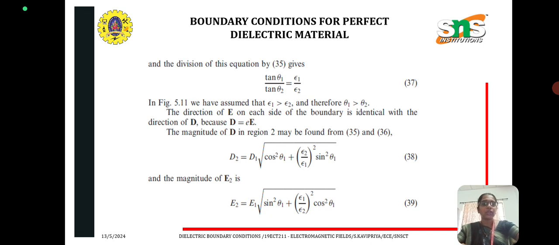So the direction of E on each side of the boundary is identical with the direction of D because D is equal to epsilon into E. So the magnitude of D in region 2 is given by D2 is equal to D1 into the square root of cos square theta 1 plus epsilon 2 divided by epsilon 1 whole square sin square theta 1. And the magnitude of E2 is equal to E1 into the square root of sin square theta 1 plus epsilon 1 divided by epsilon 2 whole square into cos square theta 1.